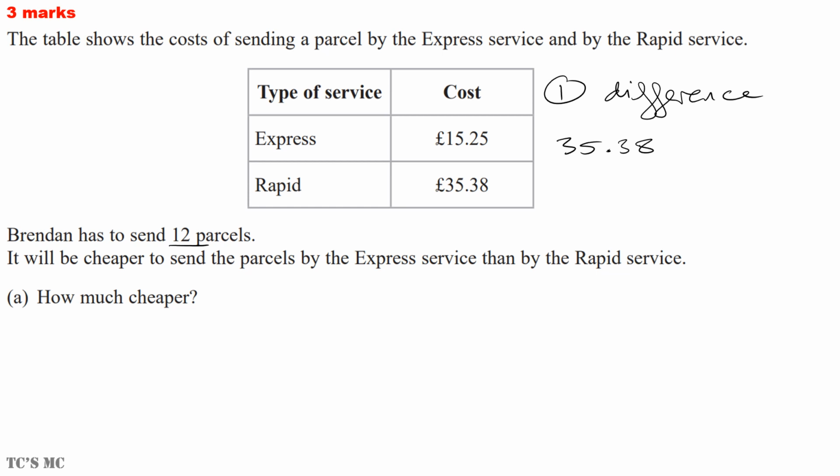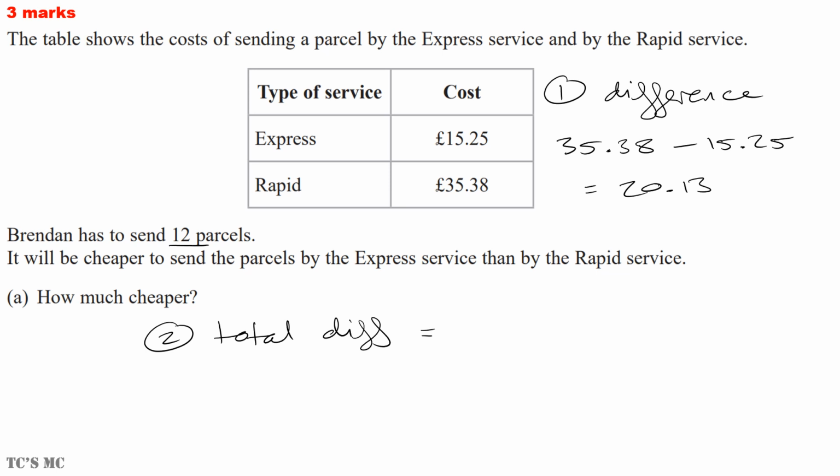So we are going to do £35.38, subtract £15.25, and that gets us £20.13, and now we have 1 mark. Step 2, work out the total difference. So for all 12 parcels, we are going to do 12 multiplied by £20.13, and that gets us our second mark. Our answer is then £241.56, and that gets us our third mark.